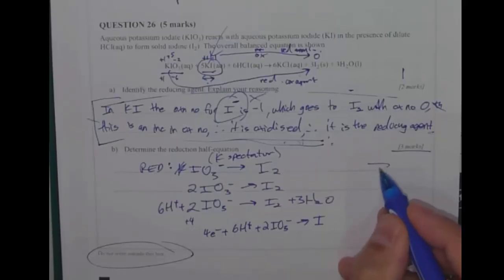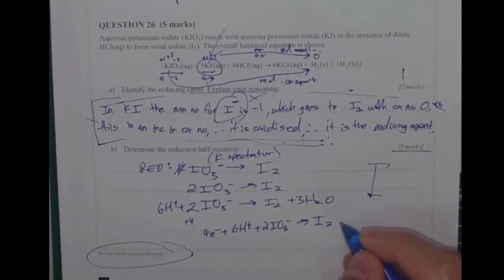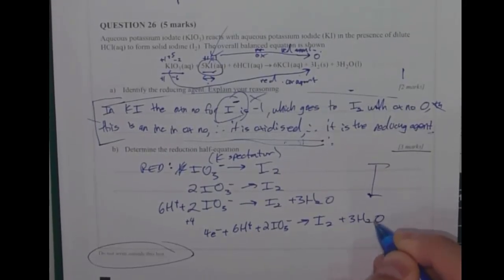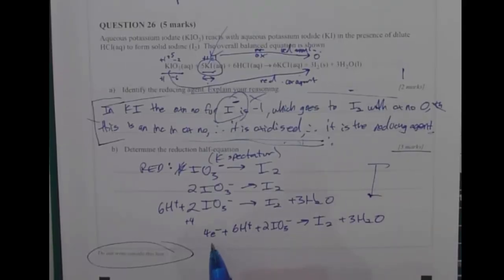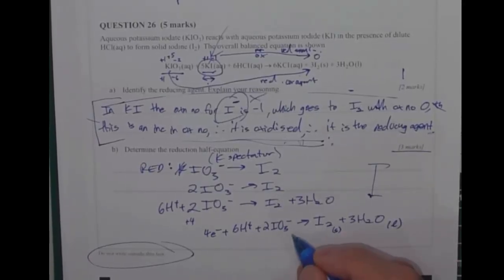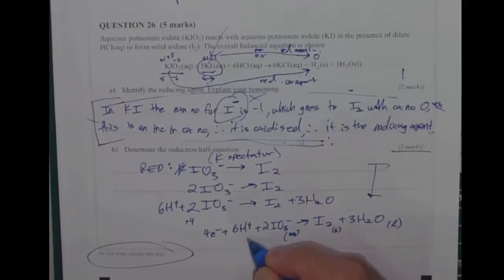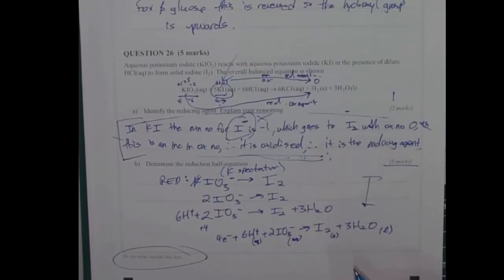Three marks with 2 lines. Are you serious? It's a bit harsh. All right. I think I've balanced for charge. We can usually ignore states on these ones, but I won't. Just don't take the risk. And that should be balanced.